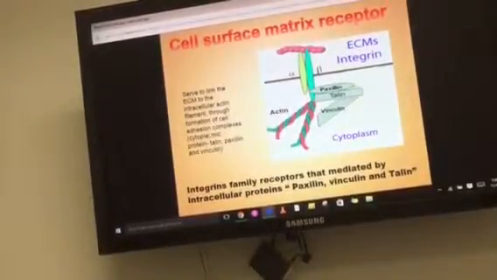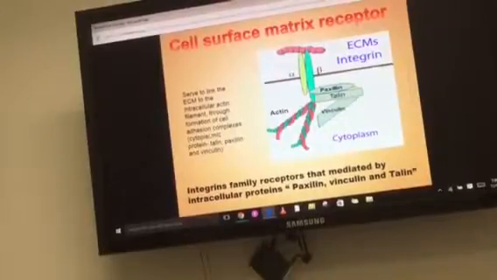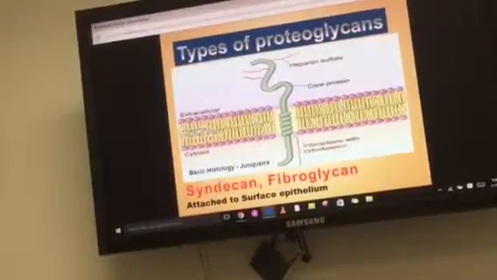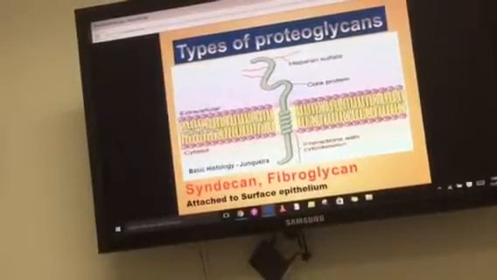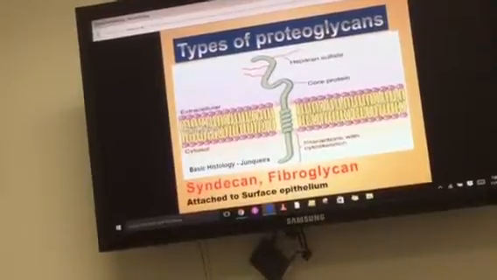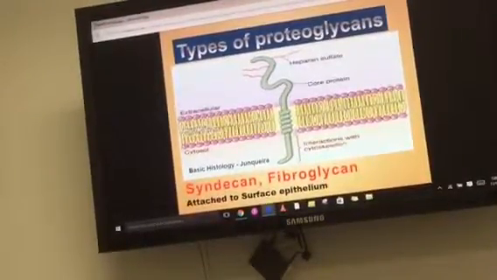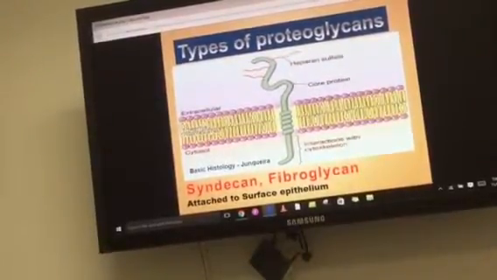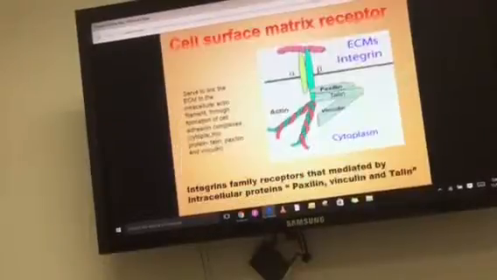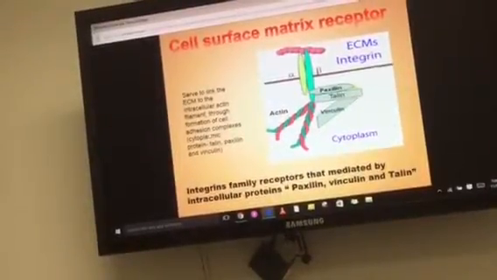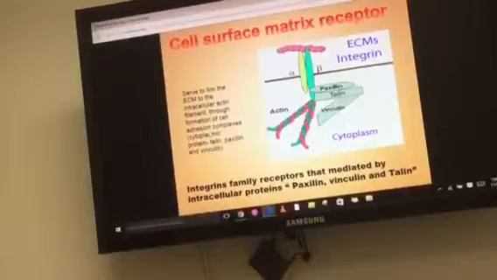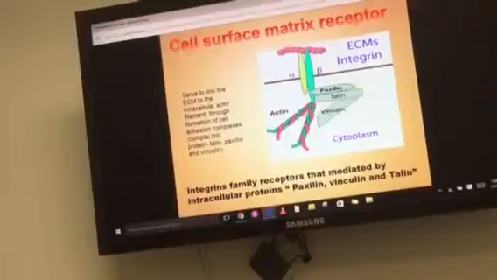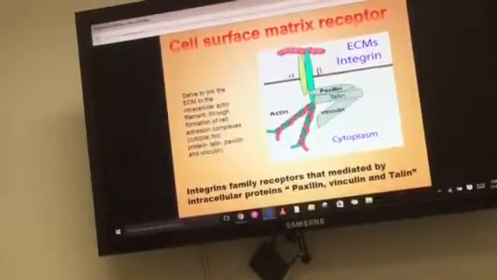And cell surface matrix receptor. I was a little bit confused on this. Can you go back one slide? So this syndecan, or the fibroglycan, it's attached to the surface epithelium. And you're saying this is for receptors, and that's why the next slide is related to this? Is that right? I don't know. I was a little confused on the cell surface matrix receptor. It says they serve to link the ECM to the intracellular actin filament through these complexes.